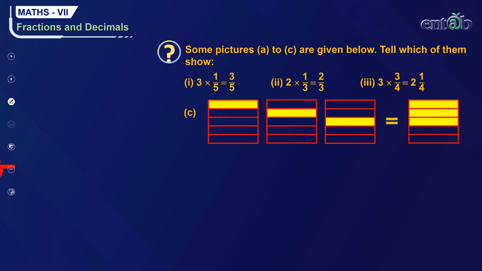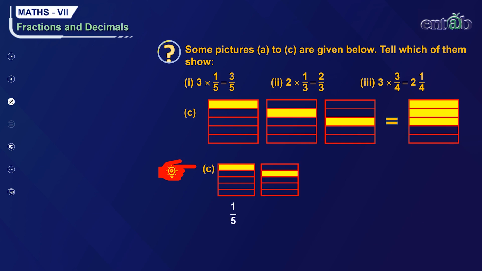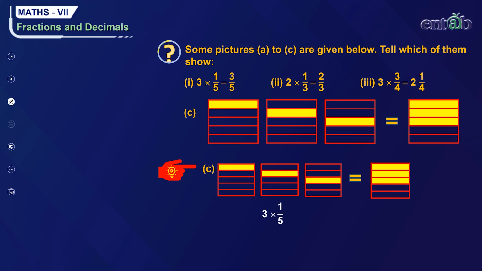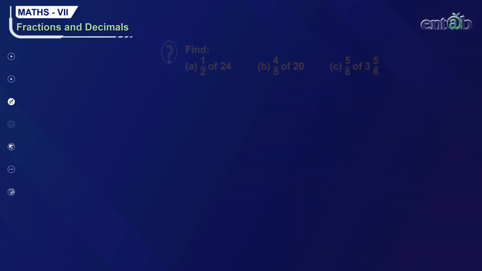Next part, this rectangle represents 1/5 of a fraction. Next, again it represents 1/5, and 1/5, and together they can be written as 3 times 1 by 5. So this is further equal to 3/5 of a fraction. Thus this can be matched to 3 times 1 by 5 is equal to 3 by 5. I hope this was clear to you. Let's look at the next problem.